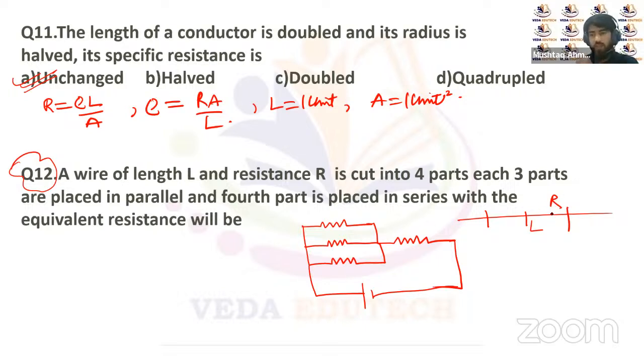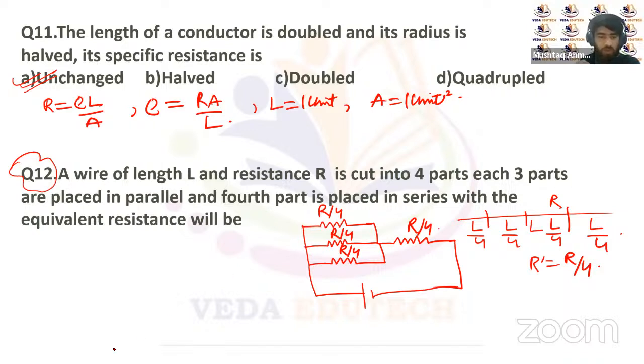Let's suppose the total wire is of length L. We have cut it into 4 parts: L by 4, L by 4, and so on. So the length of each piece becomes 1 by 4. We're not doing any stretching here, we're just cutting the conductor. It means the new resistance of each piece will be R by 4. So the resistance of each of these conductors will be R by 4.